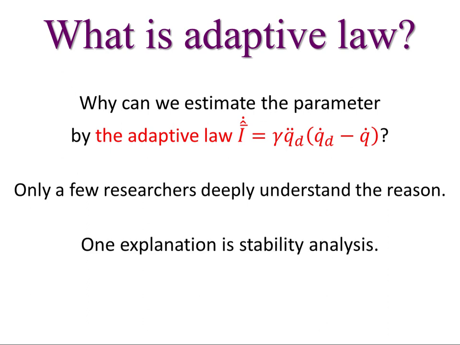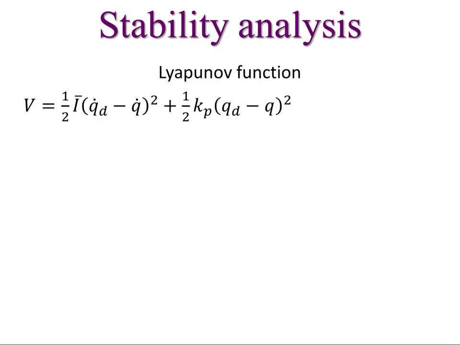On the other hand, we can mathematically prove the stability of the control system. One explanation for why this adaptive law works properly is that we can prove the stability of the control system. Therefore, let's consider the stability of the control system when we use the basic adaptive control.